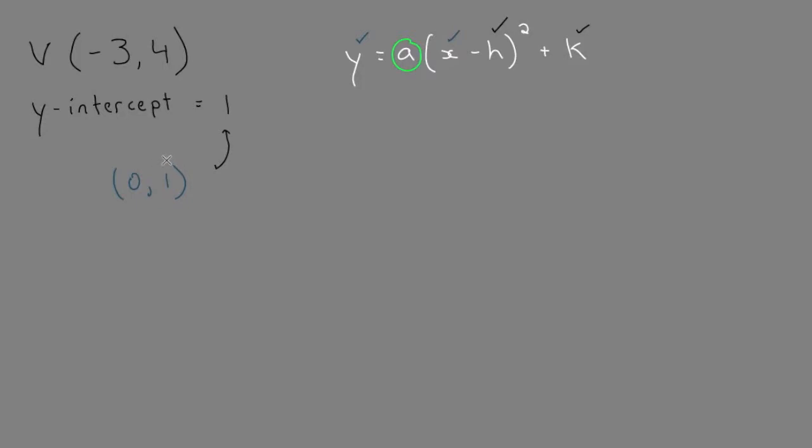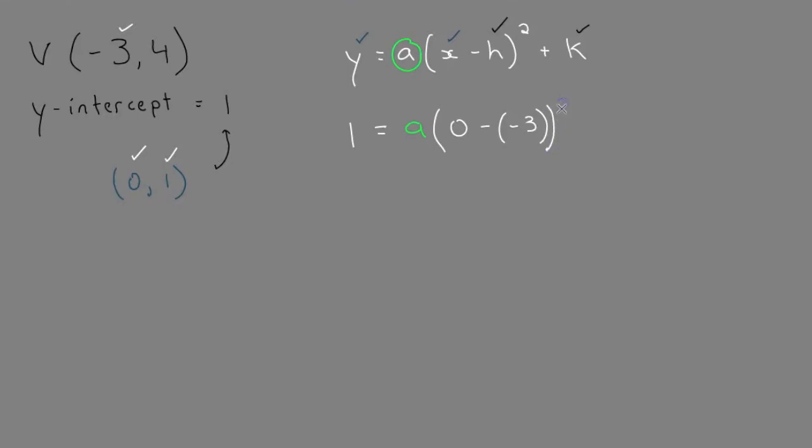So we have y, which is 1, equals a times (x - h). H is -3 from the vertex. So be careful here, this is kind of tricky. We're plugging in a -3, but we keep the minus sign out in front. That's one of the tricks with vertex form.